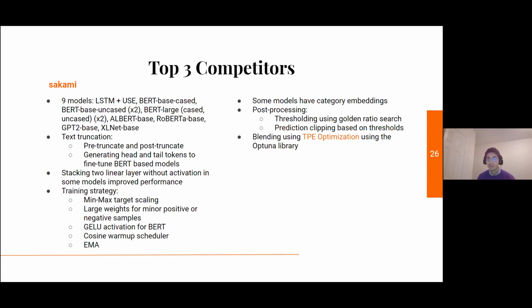For post-processing, he decided to use golden ratio search to determine the thresholds, and then did prediction clipping based off of those thresholds. And finally, he blended it by using tree parsing estimator optimization, which is a Bayesian optimization technique using the Bayes rule on tree learning to finally blend it. So this goes to the question that Keith had earlier. Here he used a particular optimization technique.